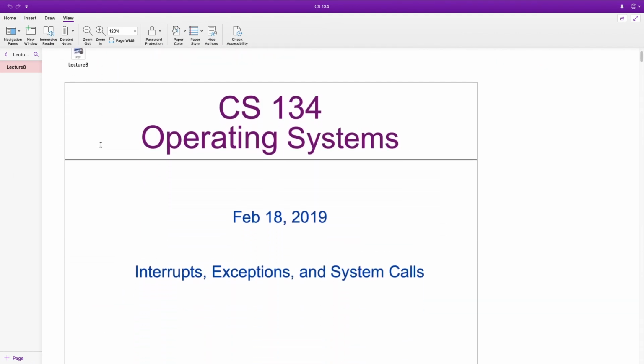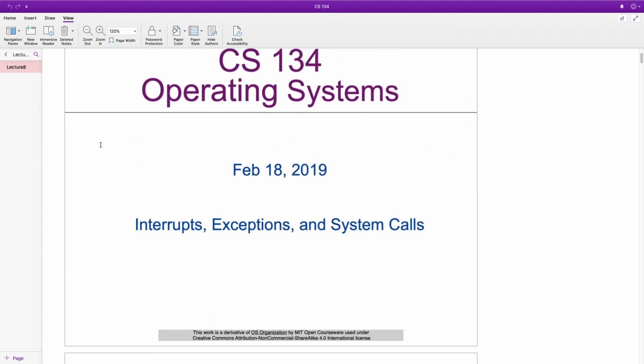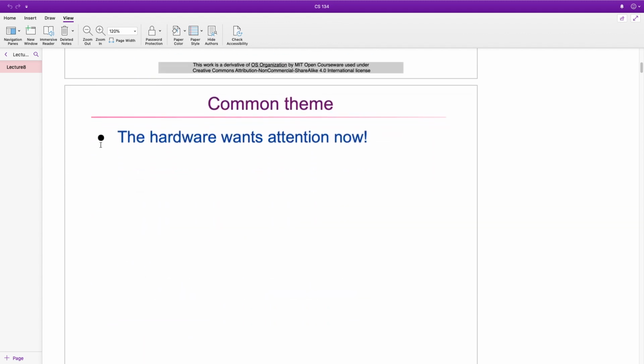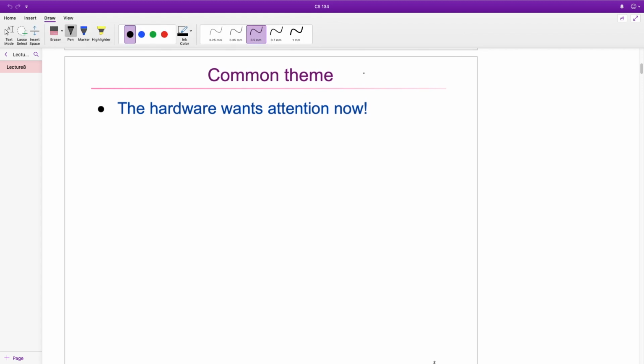All right. Now we're going to talk about interrupts, exceptions, and we'll talk again about system calls, although we talked a fair amount about that. Interrupts, exceptions, and system calls all use the same mechanism. I would say this is a common theme for interrupts and exceptions. System calls is not quite true. But the idea is the hardware wants some attention, and it wants it now. And so we need to do something.